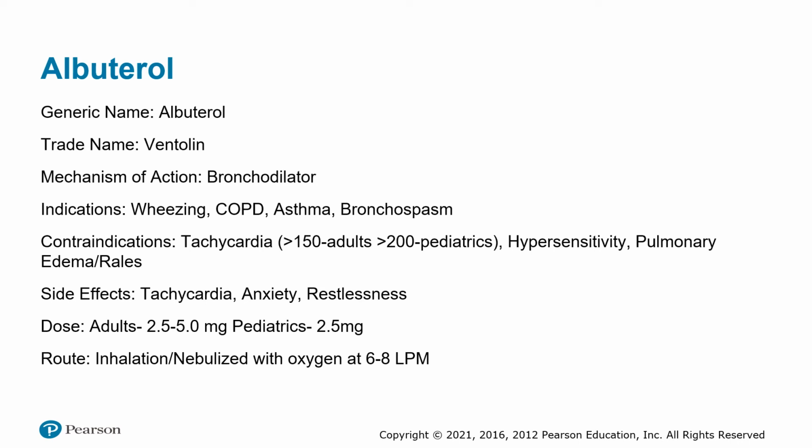Adults is 2.5 to 5 milligrams. It comes in a little squeeze bottle type deal, already pre-dosed. So you just set up your albuterol treatment, put your albuterol in there, and then you just squeeze a little deal in there and then you put it on your patient. It is inhaled or nebulized with oxygen at 6 to 8 liters per minute.